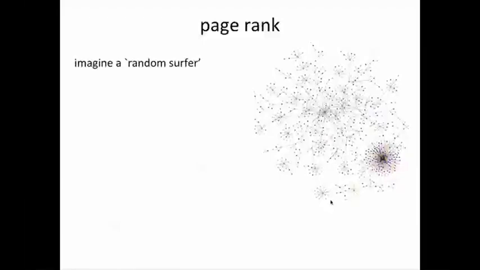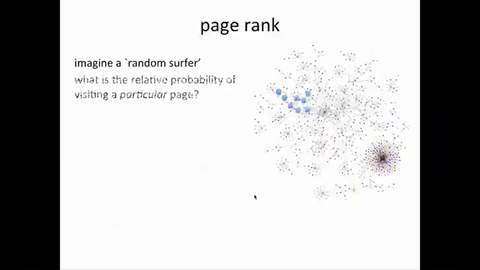So what Brin and Page at Google, the founders of Google, imagined while they were still at Stanford was, suppose there's a random surfer who hops from page to page, hyperlink to hyperlink at random. So at a page, the surfer chooses at random any of the links that go out from that page. So the surfer is going from page to page, and the question that Sergey Brin and Larry Page asked was, what is the relative probability of visiting a particular page? So of all the pages on the web, which pages are more likely to be visited by such a random surfer than others? And that probability across all the pages on the web is the page rank of that page.